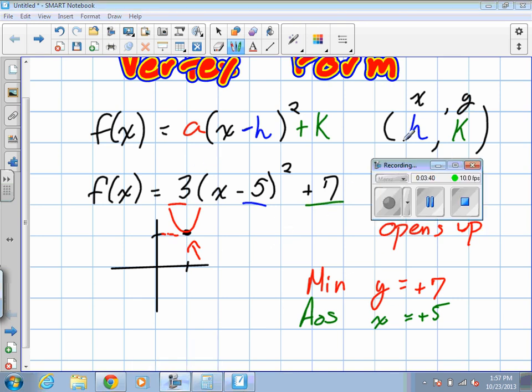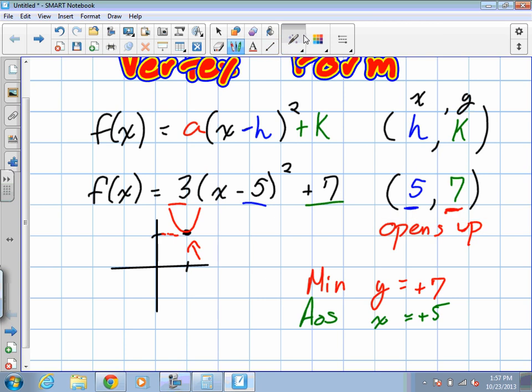But what we haven't found from vertex form is the x-intercepts. I want you to think about this logically. Does this equation have an x-intercept? Where would they be? X-intercepts deal with what? Crossing what axis? The x-axis. Is this parabola going to cross the x-axis? No, so this one has no x-intercepts.